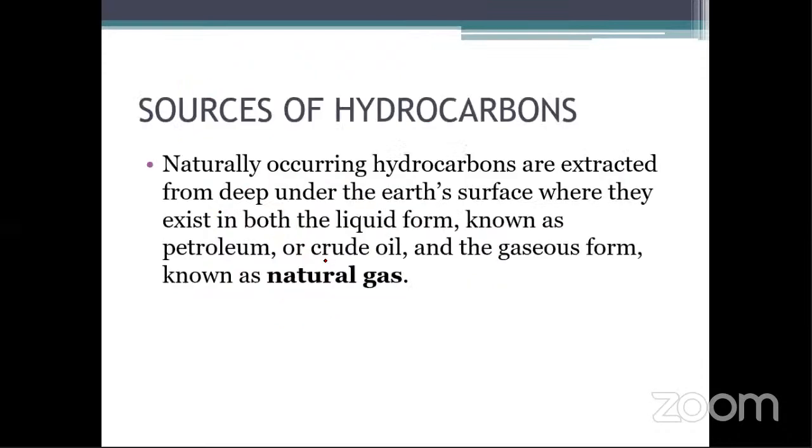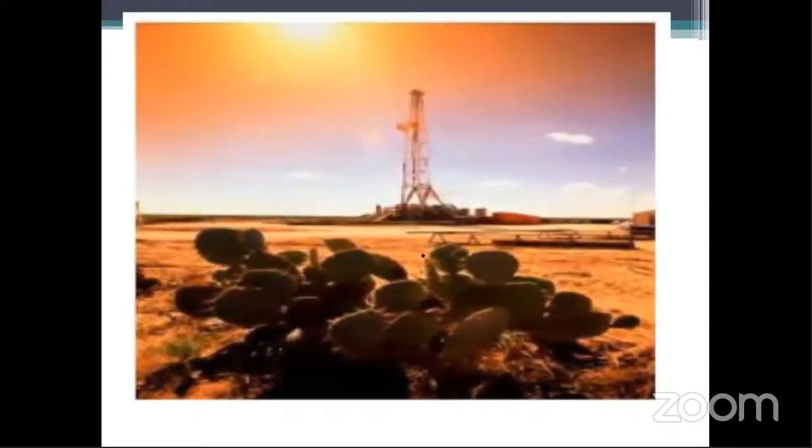All right, now let's go into the sources of hydrocarbons. Now, naturally occurring hydrocarbons you get from deep in the Earth's surface. They exist in liquid form, and they call that liquid form crude oil or petroleum, as I was telling you before, or they exist in gaseous form, which they call natural gas. So this is an oil drill somewhere, and basically you use these drills to dig deep within the earth and extract the oil.